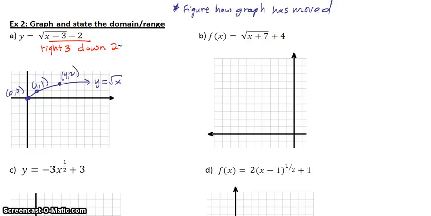And to get our answer graph, we're literally just going to take every single point and move it right 1, 2, 3, down 1, 2. Right 1, 2, 3, down 1, 2. And that is our answer graph.